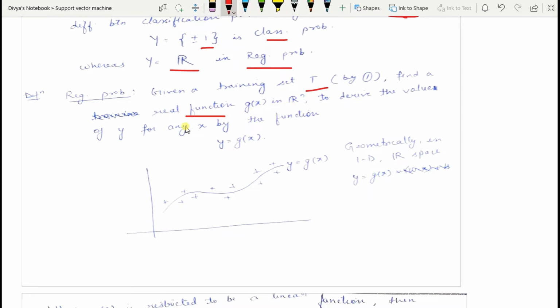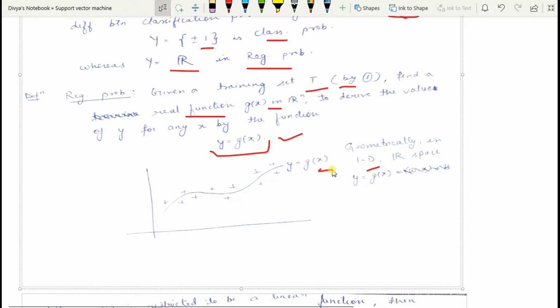Given a training set T, we are finding a real function g(x) in Rn to derive the values of y for any x by the formula y = g(x). This is the regression problem. So for a given training set T, Y is equal to the set R. The regression problem is to find a real function g(x) in Rn to derive these values. This is similar to classification problems. The only difference is the output set. So geometrically, in one-dimensional space, given this output space, we have to find this function y = g(x).